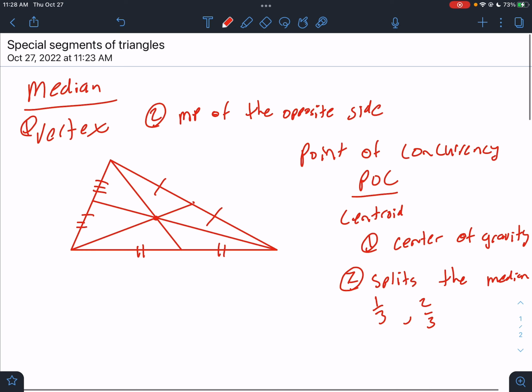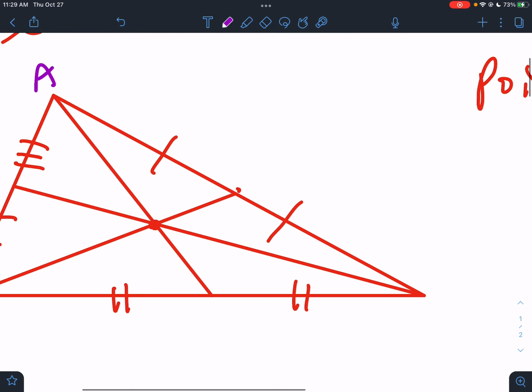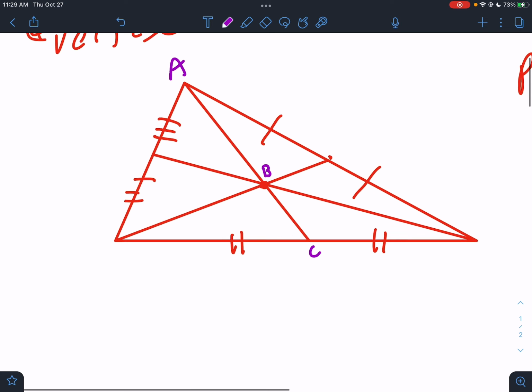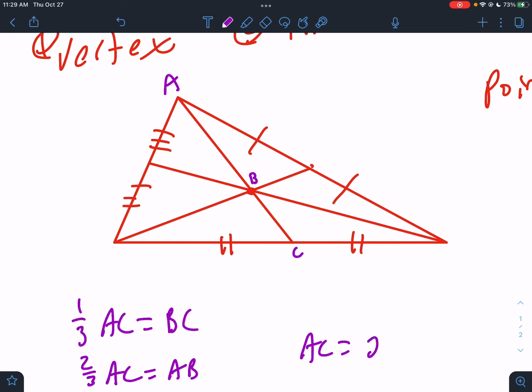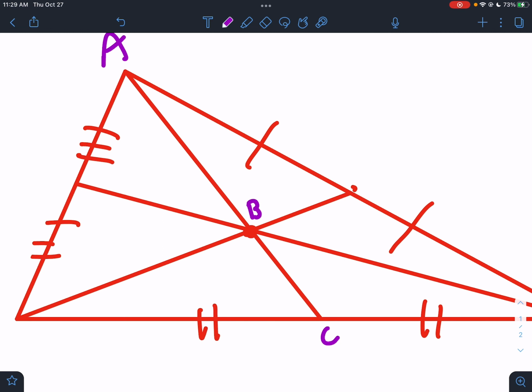This one we will use to solve some problems. What do I mean by that? Well, if I call this A, B, and C, I am saying that 1/3 of AC would have to equal BC. And 2/3 of AC would have to equal AB. So if AC equals 27, if the whole thing from A to C is 27, then I know that BC is 9, 1/3 of 27 is 9, and AB is 18. 2/3 of 27 is 18.